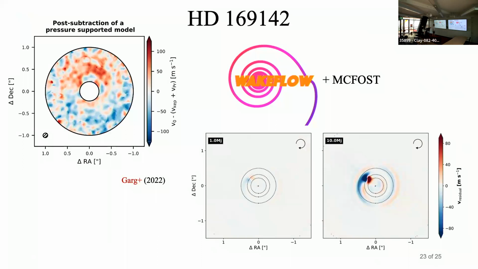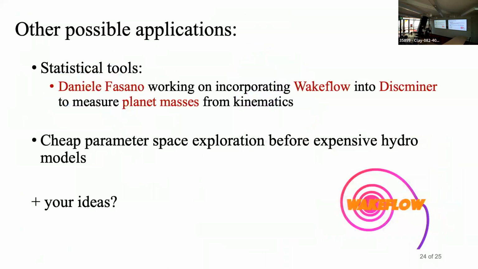This turned out probably to be because the disk is very face on, and so the motions are likely mostly vertical, and the 2D analytic theory can't account for vertical motions.